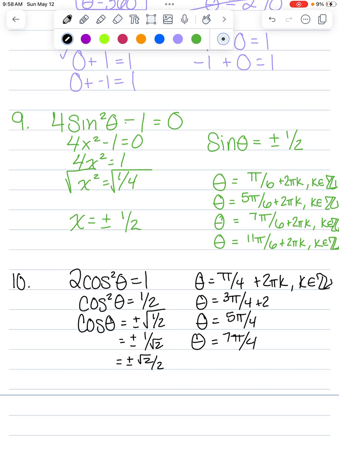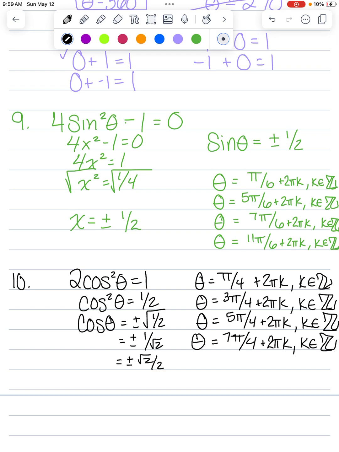Oh, that's a funky looking z. That's okay. I struggle to write the double barred z at times because it's weird.